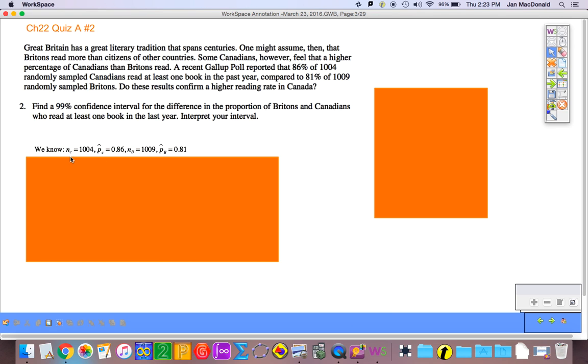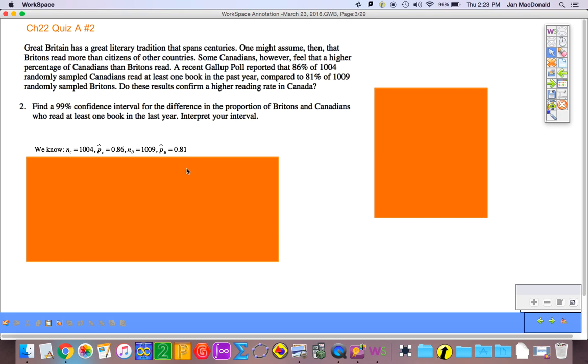We know the number of Canadians in the survey was 1,004. The proportion of Canadians who read at least one book, 0.86. The number of Britons in the survey, 1,009. The proportion of Britons who read at least one book, 0.81.